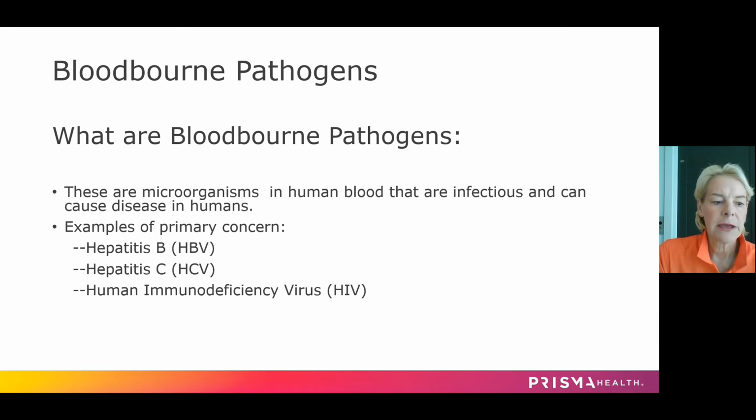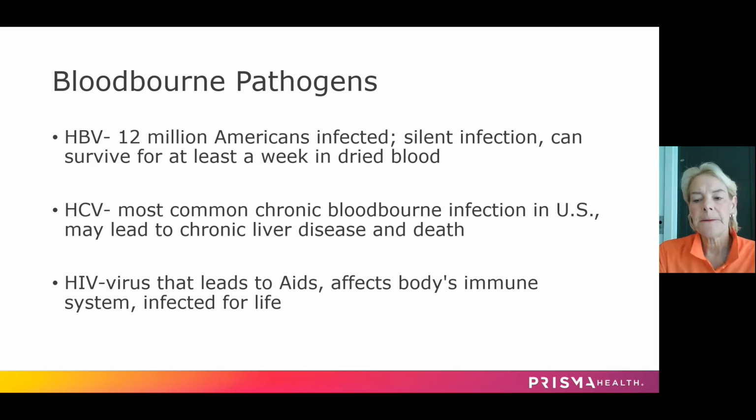So what are bloodborne pathogens? So these are microorganisms that are found in human blood that can be infectious and they can cause diseases in humans. So the primary ones that we screen for and consider are hepatitis B, hepatitis C, and HIV, the human immunodeficiency virus. And most people are familiar with all of these. Just going to spend just a minute or so on what these different viruses can cause.